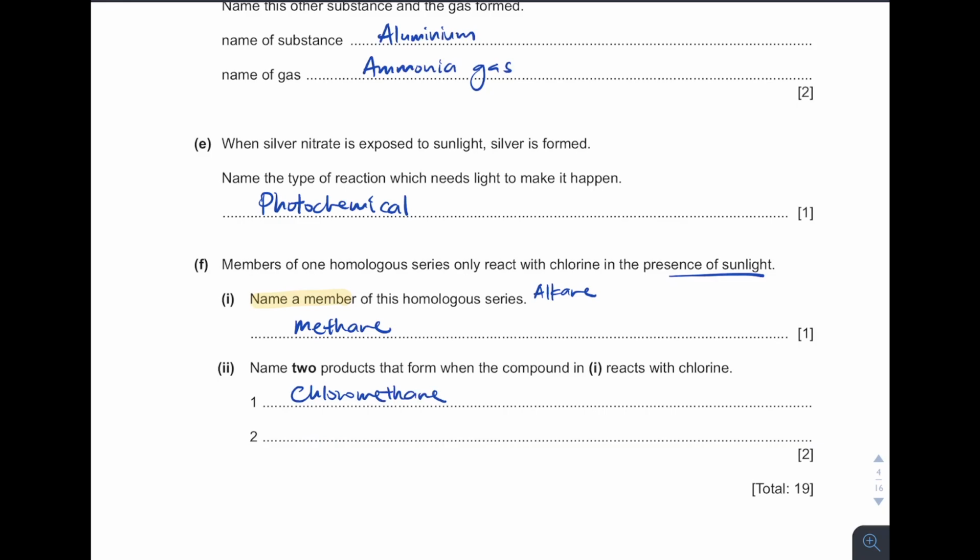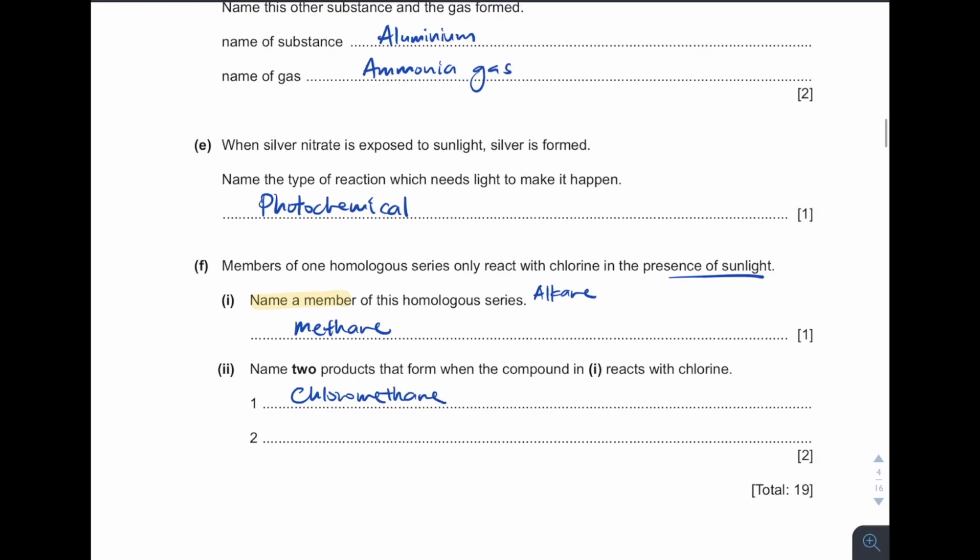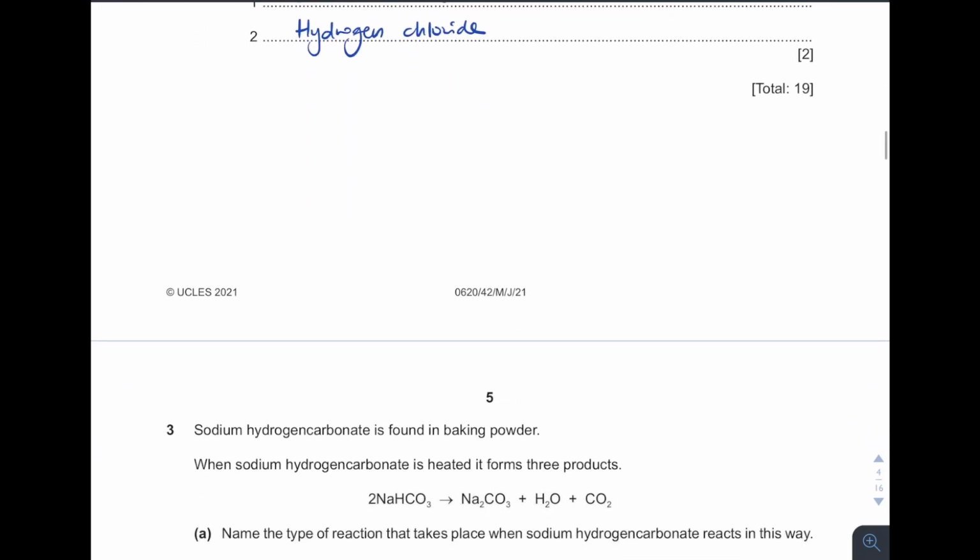An alkane that contains Cl is called chloro, so chloromethane. And the inorganic product is called hydrogen chloride. Please bear in mind you cannot write hydrochloric acid. HCl in the form of gas is called hydrogen chloride. When HCl is in the form of an aqueous solution, then it is called hydrochloric acid. Please take notes about this.